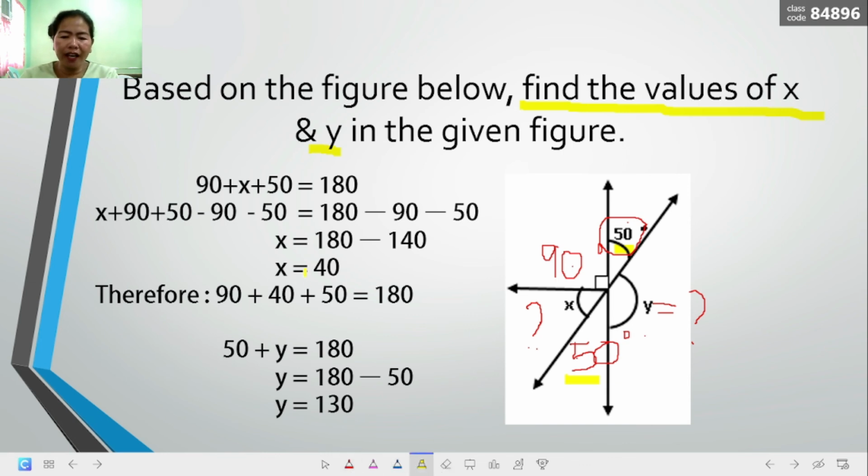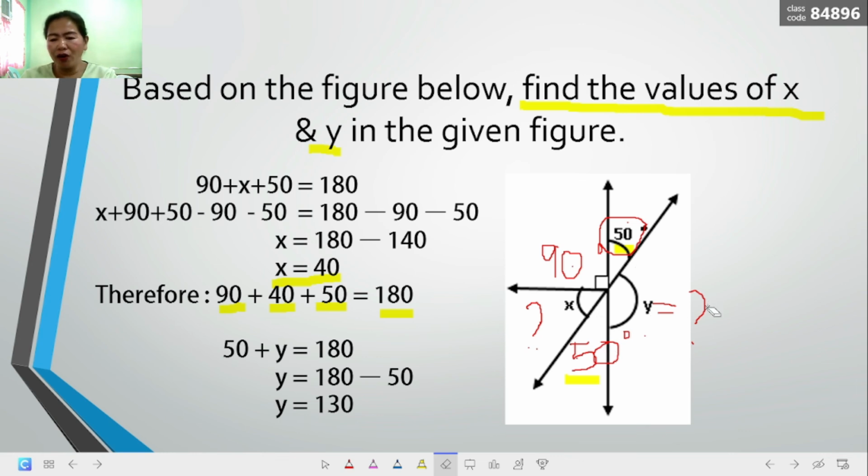When you add 90 plus 40 plus 50, diba, that is 180. Therefore, angle 90 degrees, angle x, and this 50-degree angle are considered to be supplementary angles. Then let's proceed to finding the value of angle y.